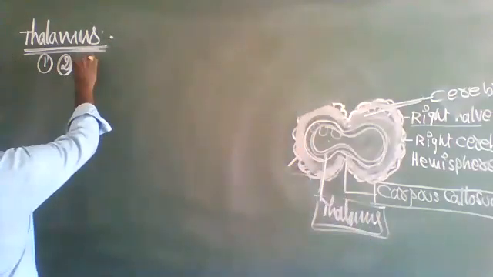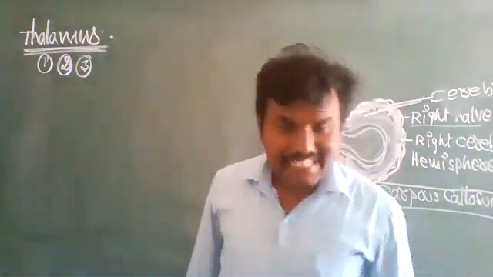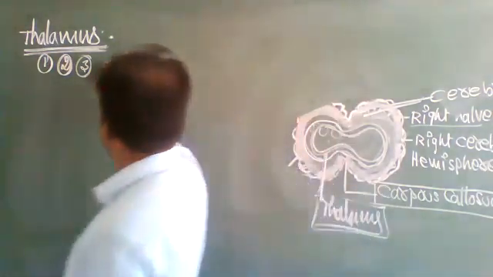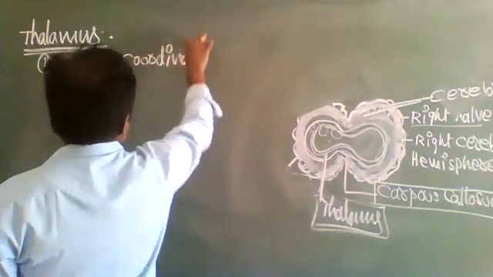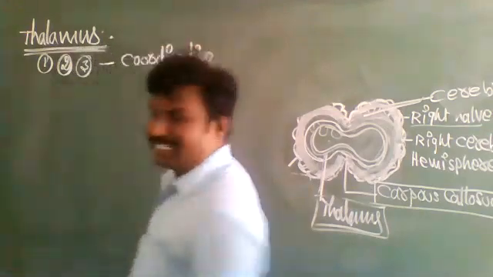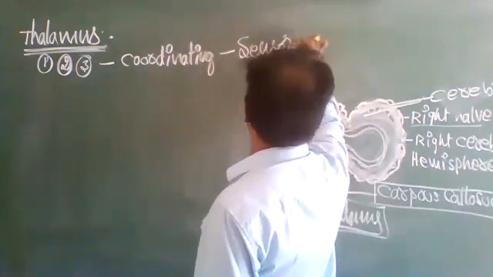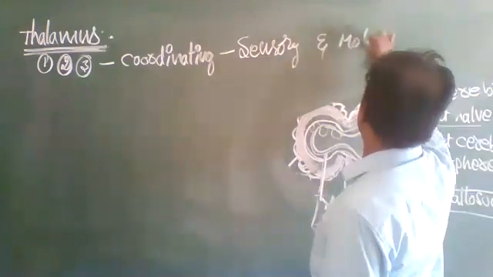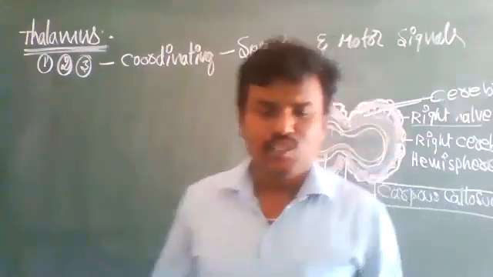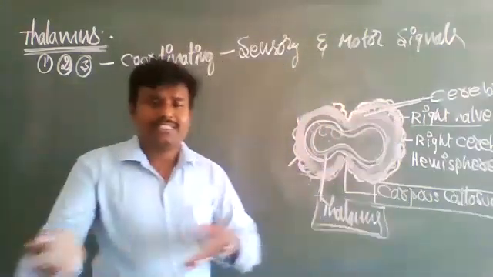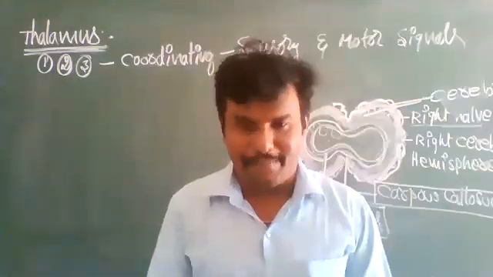So the thalamus is the major coordinating center for sensory and motor signals. In the thalamus, the process of coordination and segregation happens: which are the sensory neurons, and which are the motor neurons.